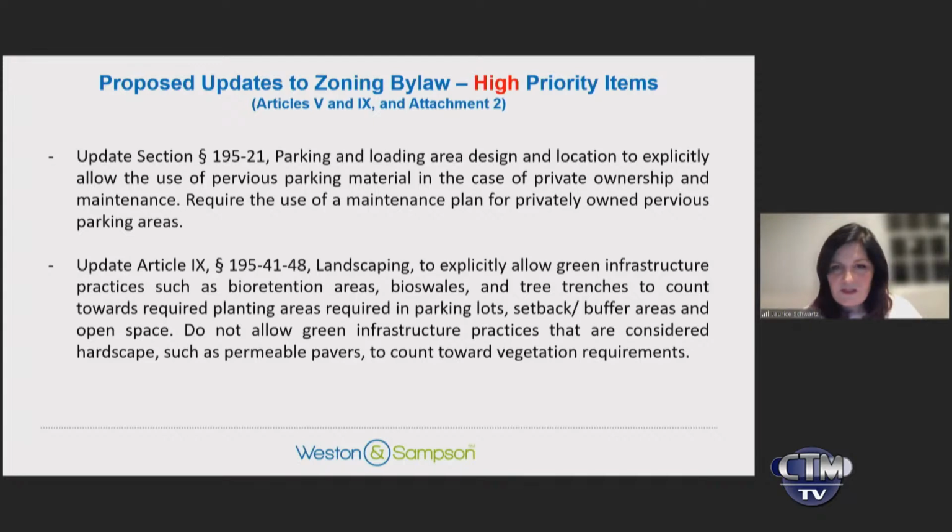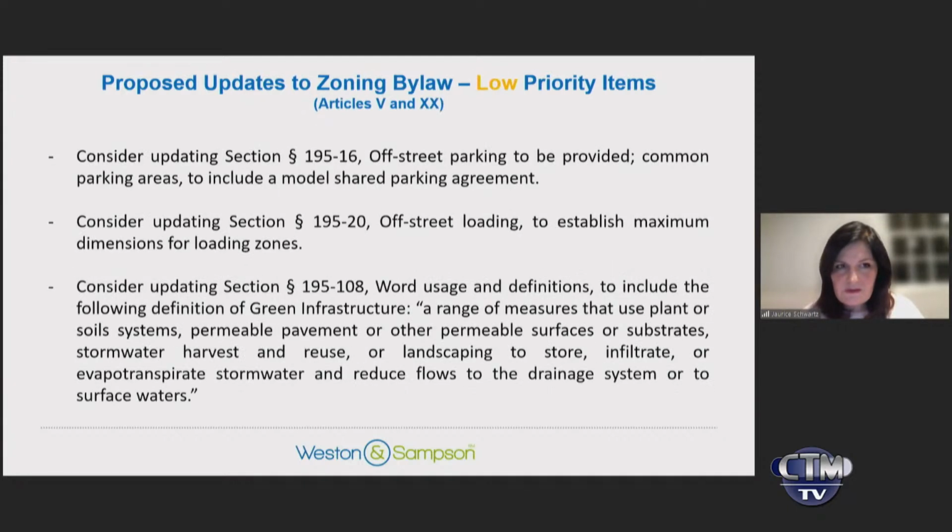The last item on this sheet talks explicitly about green infrastructure practices. Again, this is related to landscaping: allowing bioretention areas and green infrastructure to account toward the planting requirements, but not allowing permeable pavers to account toward that. Other types of green infrastructure would contribute to planting area requirements to promote green infrastructure. Again, some of this the town may currently allow, but it just wasn't as explicit in the regulations, so this provides that extra clarification and encouragement for its use.